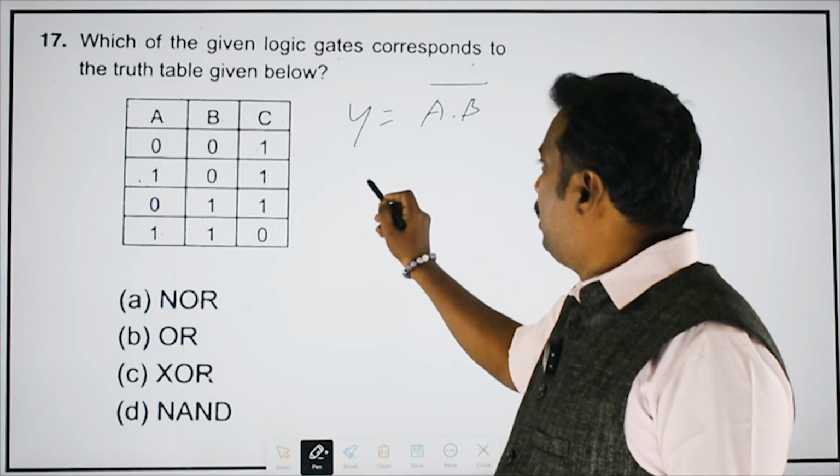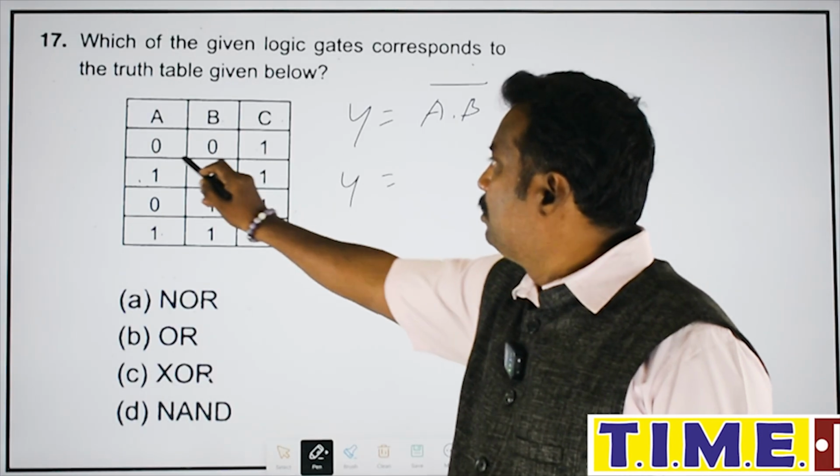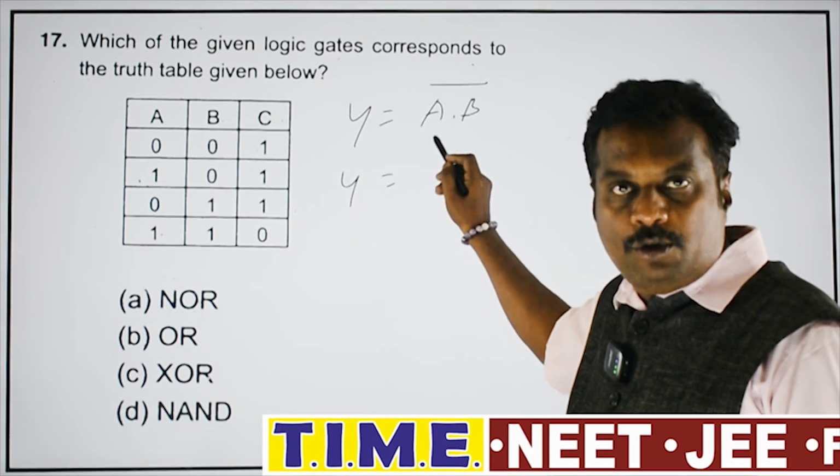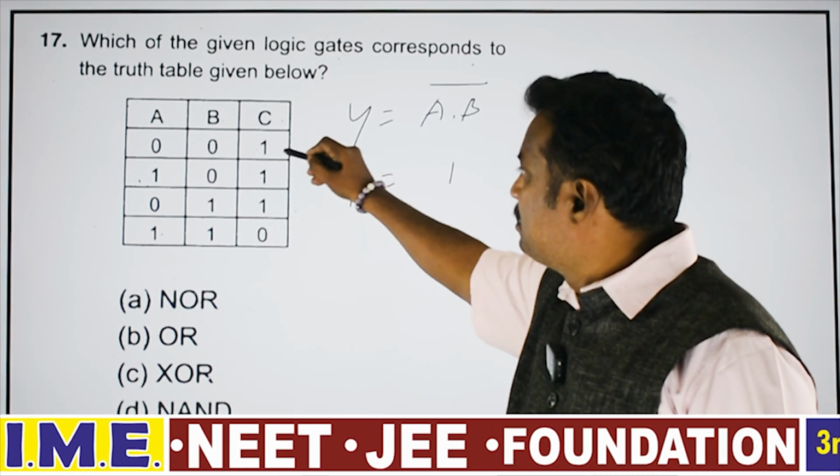Right? Now let's give a 0 value. First we give this: 0.0 is 0. So 0 bar is 1. So first we have checked this.